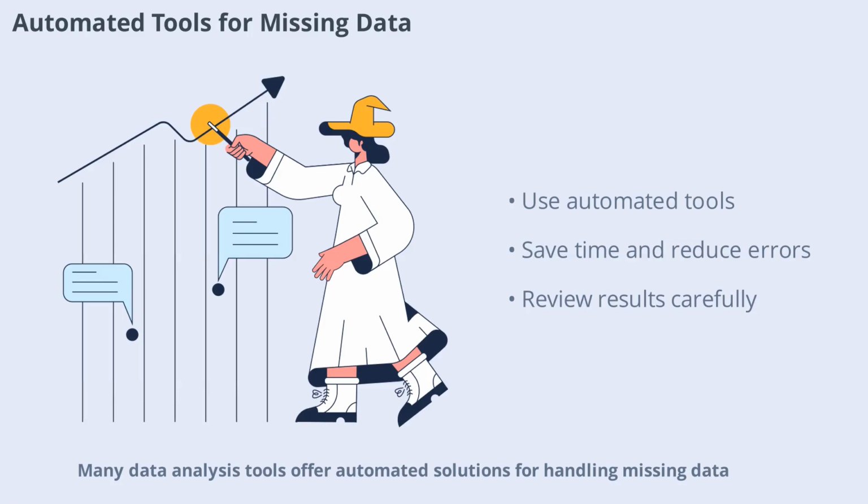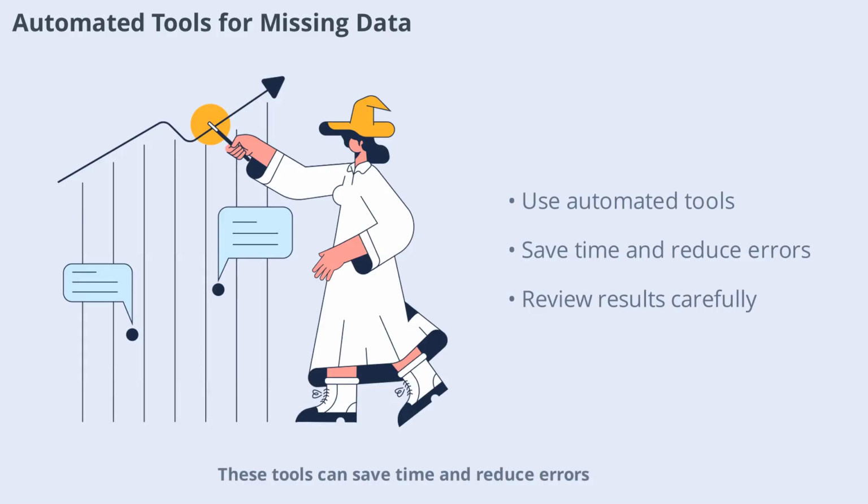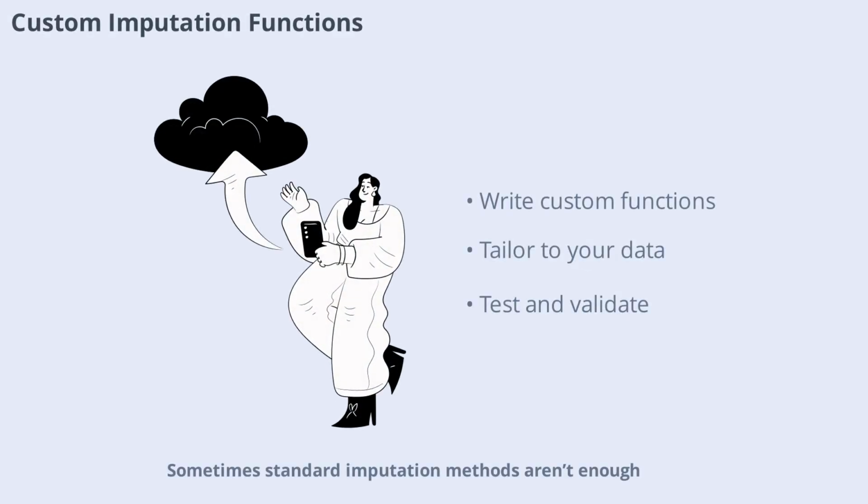Many data analysis tools offer automated solutions for handling missing data. For example, Python's Pandas and scikit-learn libraries provide functions for imputation, while R has packages like mice and Amelia. These tools can save time and reduce errors, but it's important to understand how they work and to review their results carefully. Sometimes, standard imputation methods aren't enough.